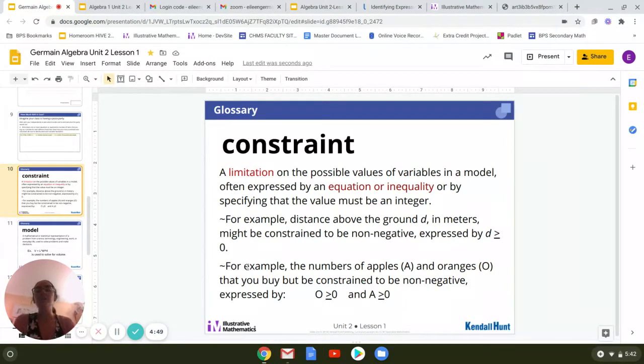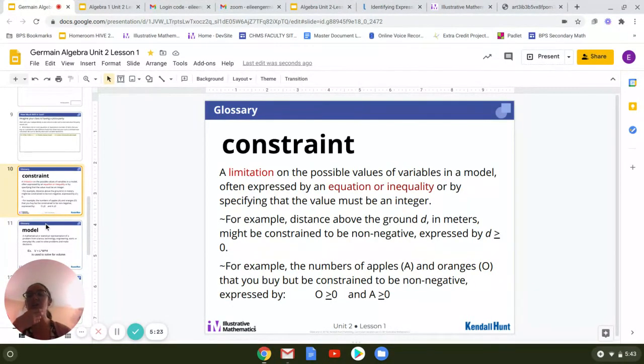Another example would be in that apples and oranges situation, where the number of apples, A, and oranges, O, that you can buy can be constrained to be non-negative numbers: O is greater than or equal to 0, A is greater than or equal to 0. You can't have negative apples that you're buying. So the constraints piece is really talking about the context of the story. What are these numbers that it cannot be, based on the context of this story?